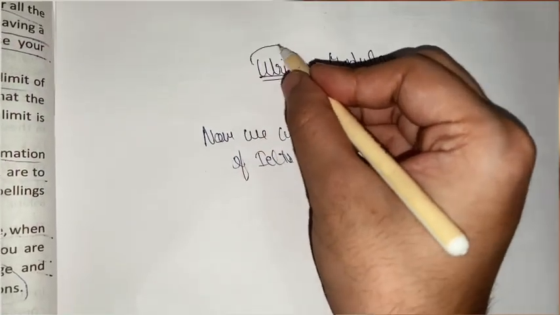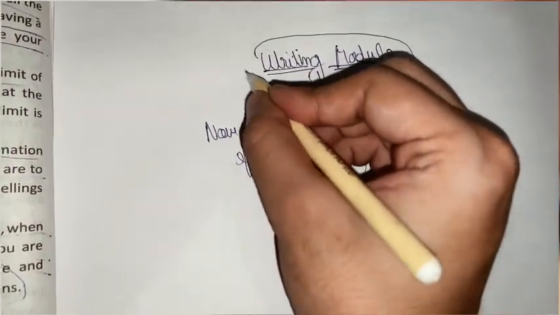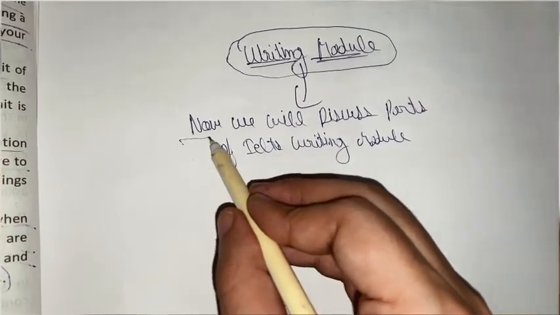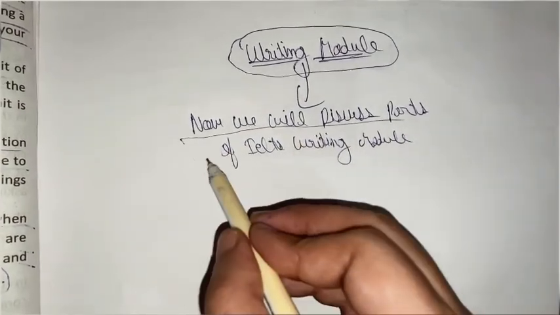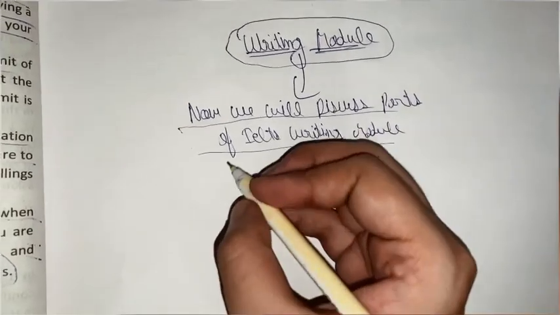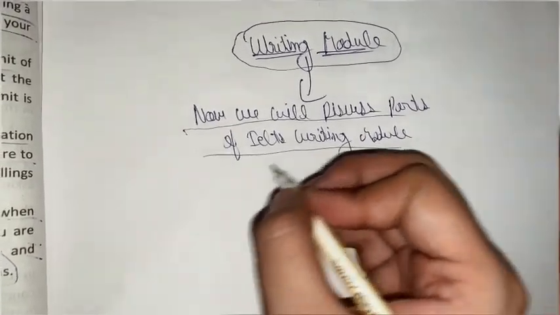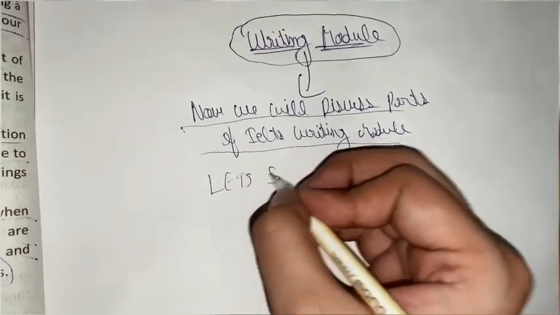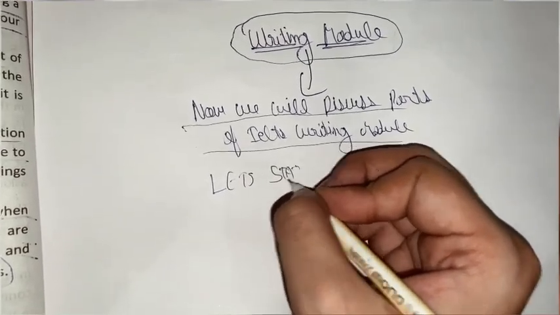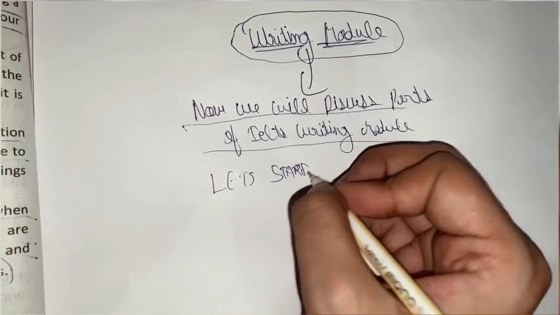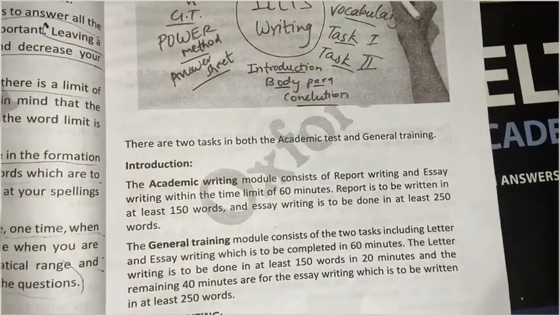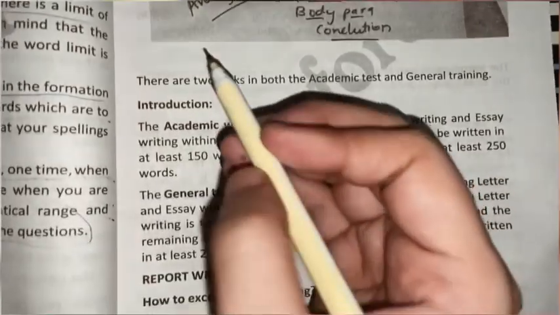Now we are going to discuss the writing module, as it has some parts. It is also very important for your IELTS exam, as each section has a very important impact on your desired IELTS band score. Now we will discuss the parts of the IELTS writing module. So let's start, guys, with the writing module of the IELTS exam.